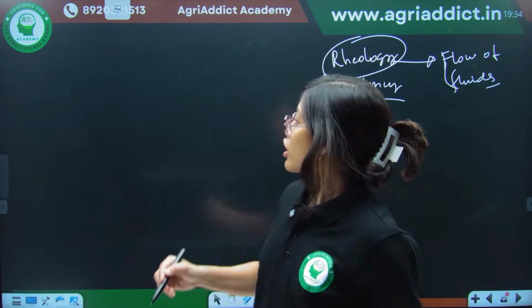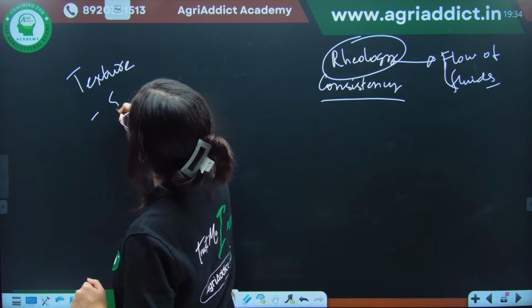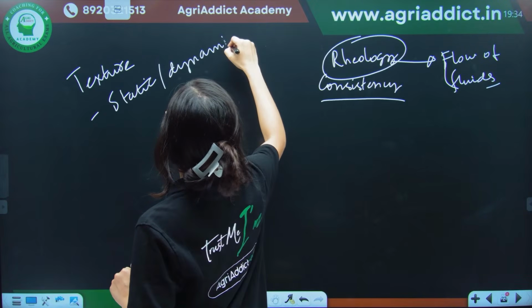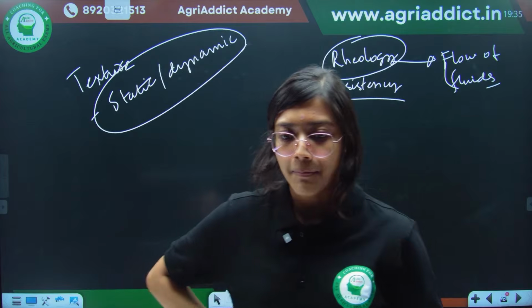Okay, one thing I forgot to mention is that the soil texture, please comment whether it is a static or a dynamic property. What kind of a property is it? Static or dynamic? Please comment on the soil texture.